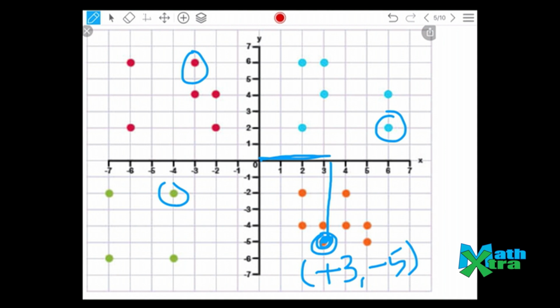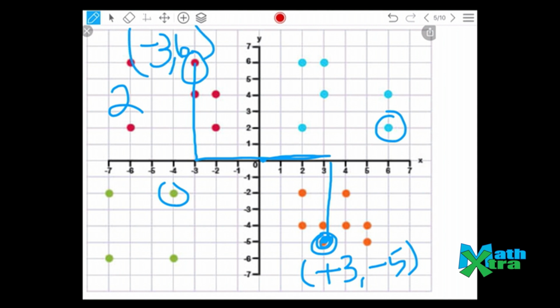Okay, this one over here, this red spot, we're going to start at the origin. We're going to go back 3 spots and then up 6 spots. So that quadrant is quadrant 2, and that point is -3, we went back 3, and then we went up 6. That is that point right there.